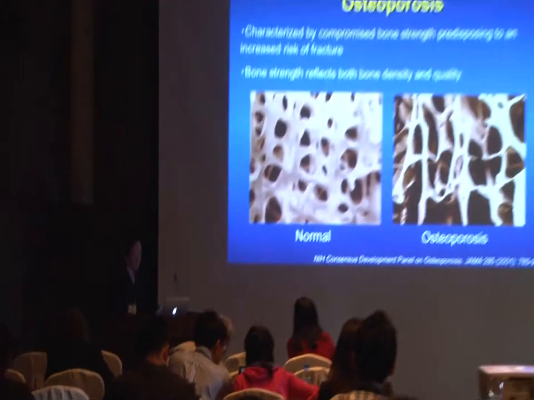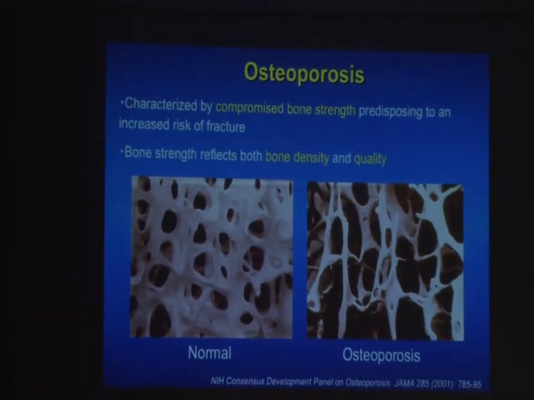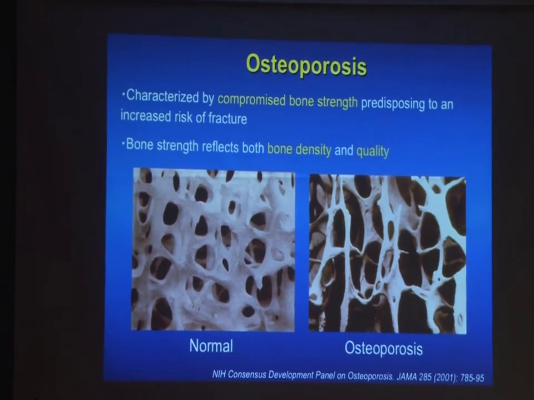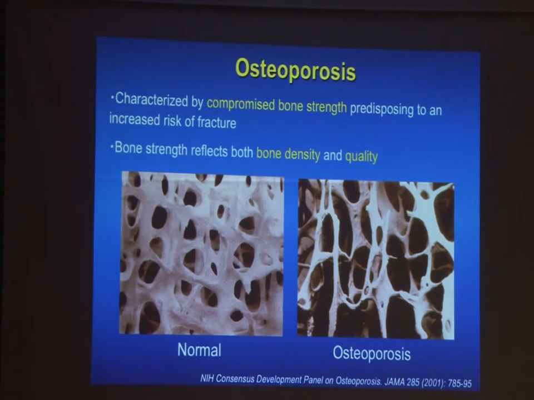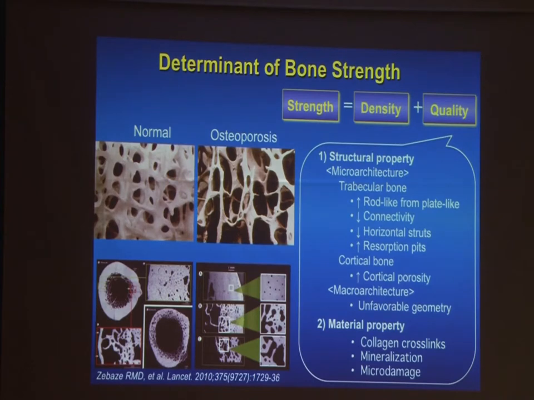My task today is to summarize the current development and future perspectives of osteoporosis treatment. Osteoporosis is characterized by compromised bone strength, predisposing to an increased risk of fracture. Here, bone strength reflects not only bone density, but also bone quality. And bone quality means that there are at least two components.